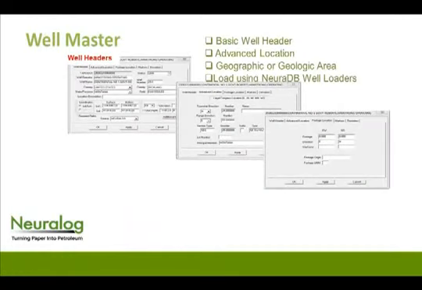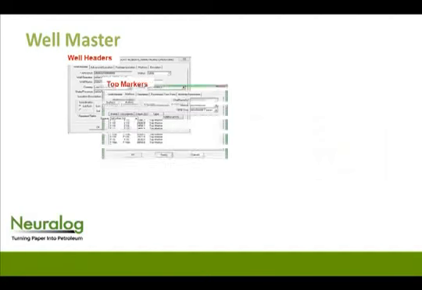You can store all your basic well header data, including the API or EWI, the operator, the name, the status, KB, TD, the location information, the advanced location information, township, range, section, if you're working in US wells, for example. We have loaders that will load all this data in either from ASCII files or from vendor data such as IHS or other databases if you're currently using those.